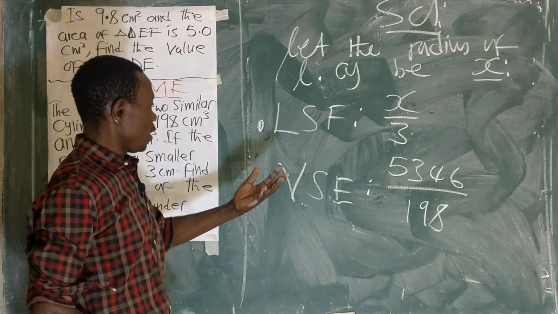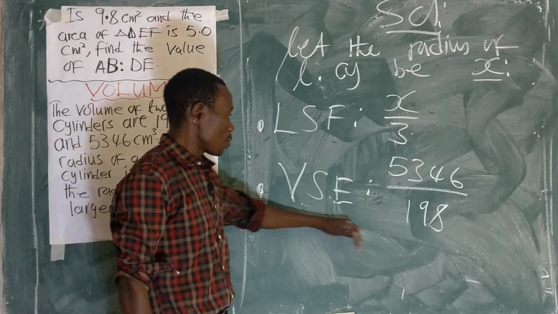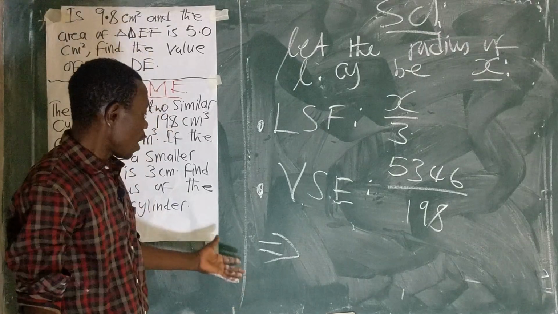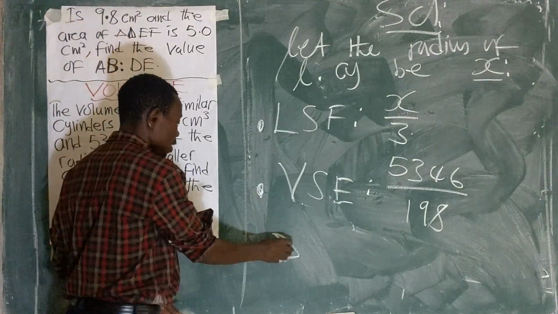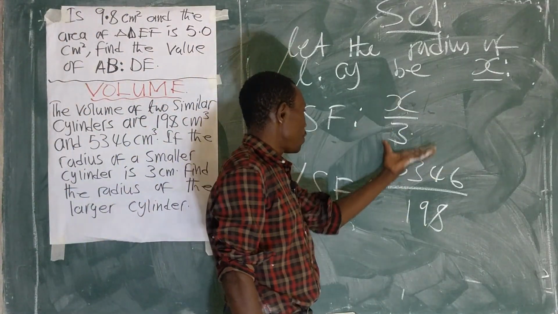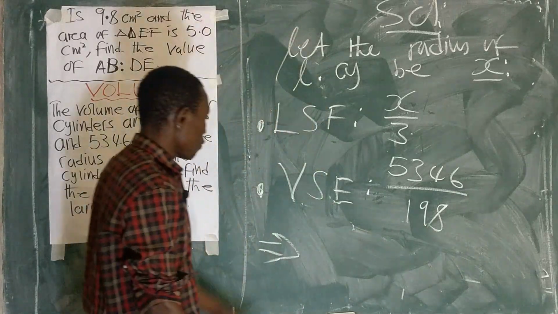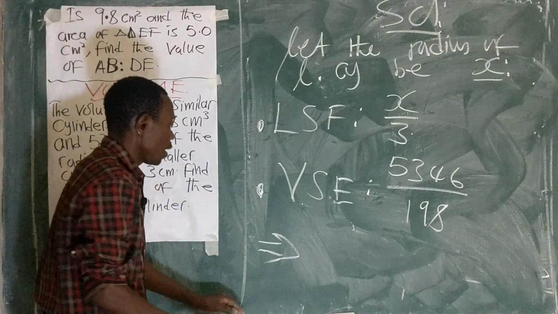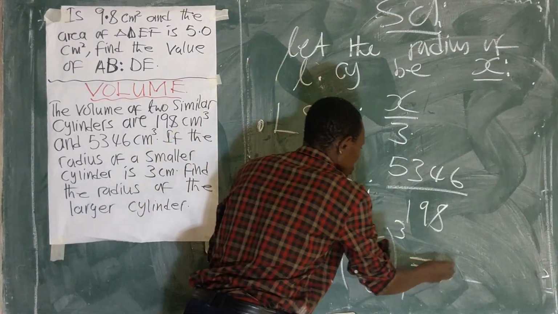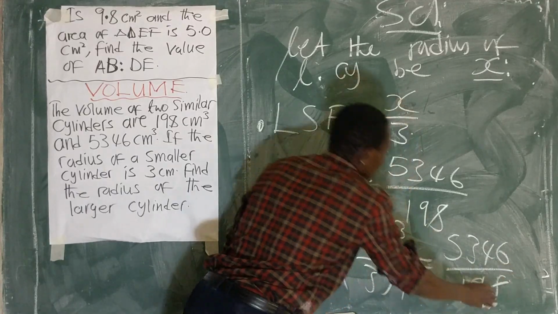Once we have done this, you're now going to compare the two ratios, the linear scale factor versus the volume scale factor. From what we have just been introduced to in the previous part, you will be able to see that if we compare the linear scale factor and the volume scale factor, when you cube the linear scale factor, that gives you the volume scale factor. That's it. So I'll bring an equation of that kind: (x/3)³ = 5346/198. That's it.